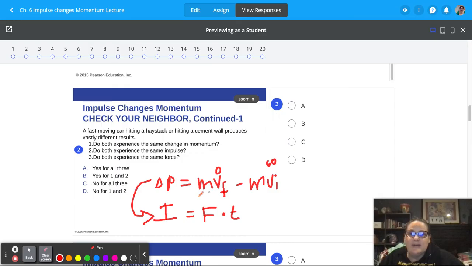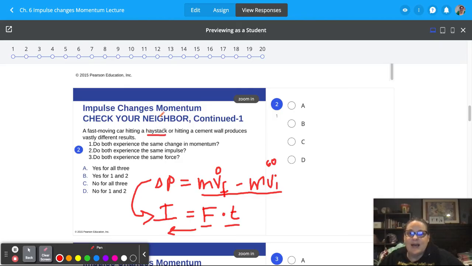Since we know that change in momentum is the same either way, because the only thing we're changing is how quickly it stops, we're not changing the initial and final velocity. So change in momentum is constant, which means that impulse is constant, which means that the force times time will have the same value either way. The key difference here, though, is the time it takes to stop.